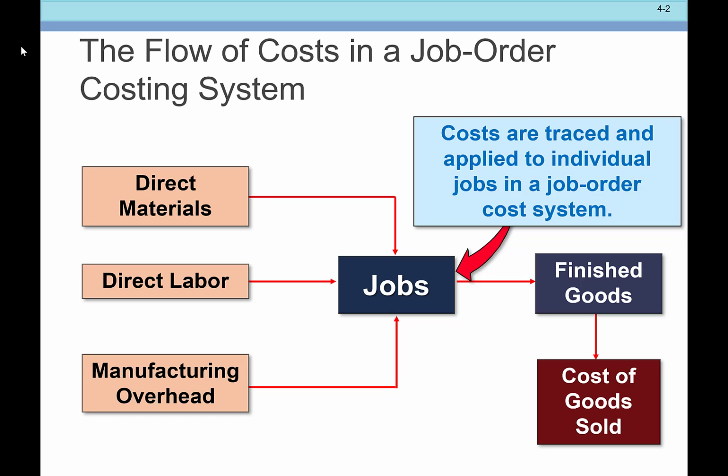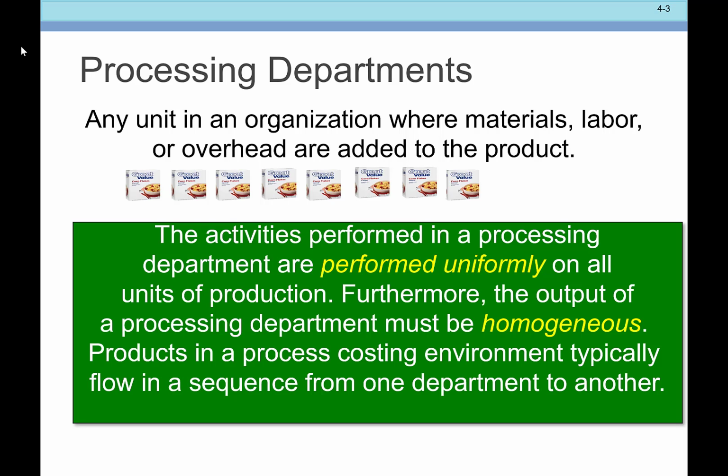We are still going to have to apply our manufacturing overhead through process costing, but now instead of applying the cost to each job, we're going to apply our costs, including our direct costs, to departments. We're going to break our manufacturing into various departments, and then apply our overhead, our direct labor, and our materials to each department.